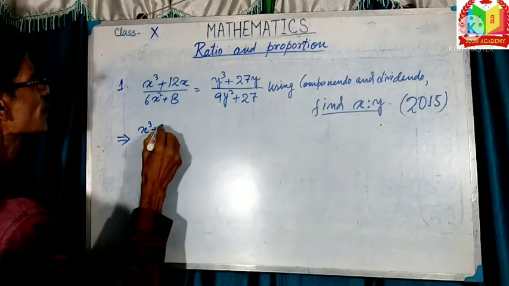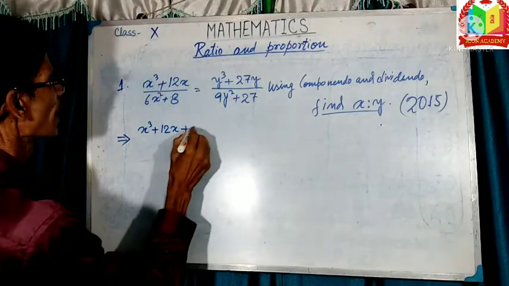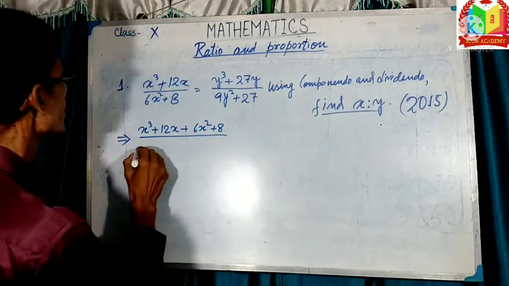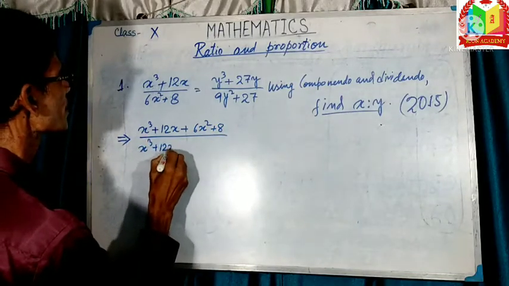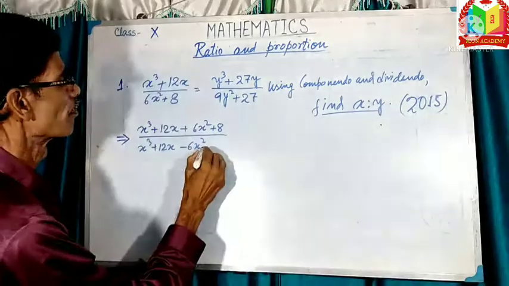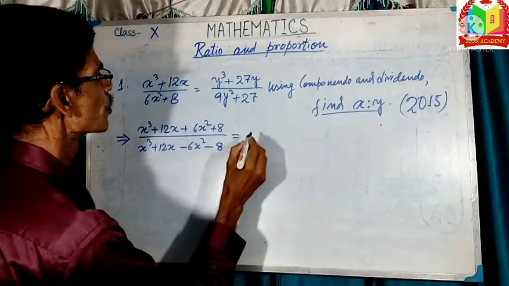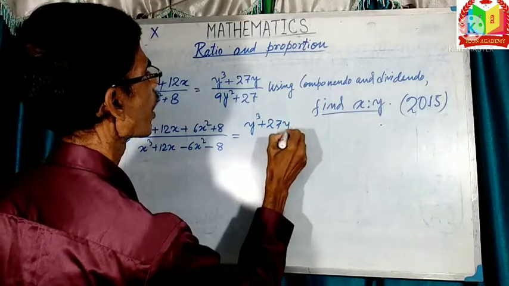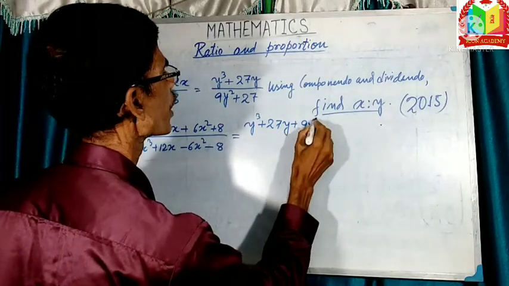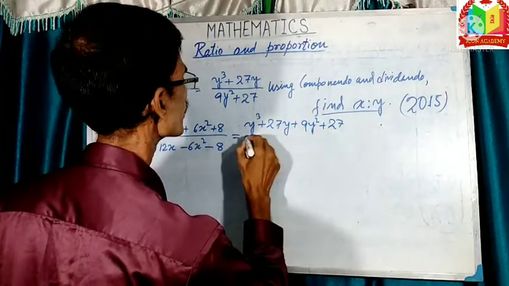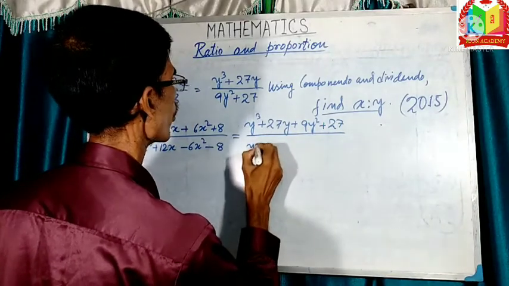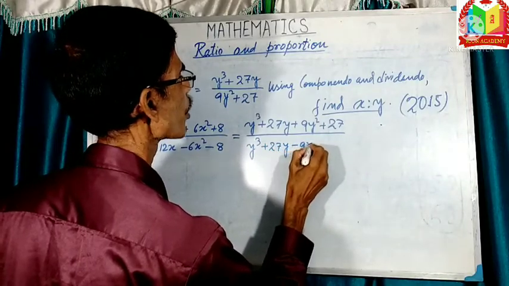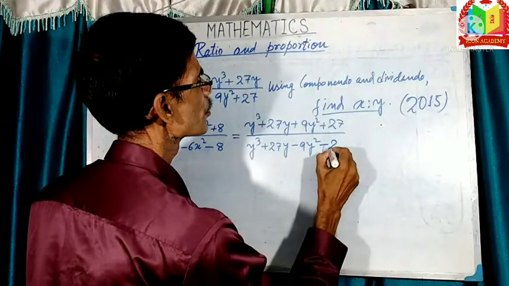x cube plus 12x plus 6x square plus 8 by x cube plus 12x minus 6x square minus 8 equal to y cube plus 27y plus 9y square plus 27 by y cube plus 27y minus 9y square minus 27.